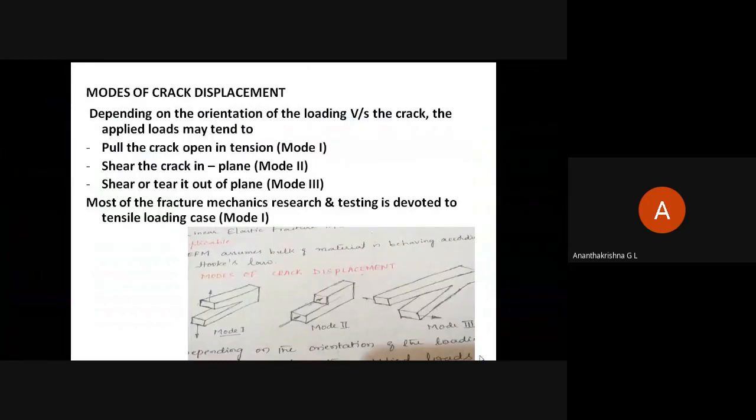Note down the sketch clearly and note down the description for mode 1, mode 2 and mode 3. Modes of crack displacement.